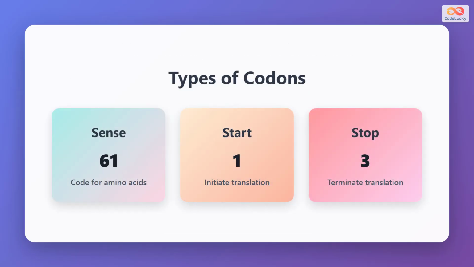The 64 codons are divided into 3 functional categories. First, we have 61 sense codons, which code for the 20 amino acids that make up proteins. Second, there is one special start codon that initiates the translation process. Finally, there are 3 stop codons that terminate translation and signal the end of protein synthesis. Each type plays a crucial role in gene expression.